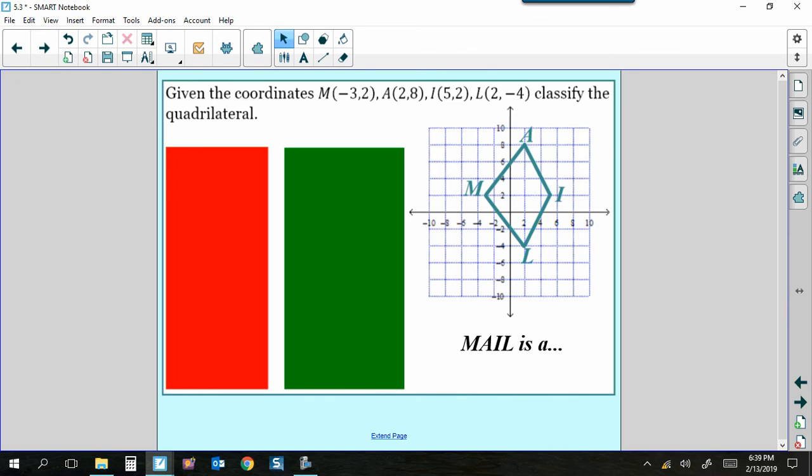With this one, you're going to graph MAIL at coordinates (-3, 2), (2, 8), (5, 2), and (2, -4). So graphing it, you can kind of eliminate some things. I think you can eyeball it. I'm thinking this doesn't look like any of the shapes, so this might be another Mrs. Weichel goof up, but that's okay. We can still prove or disprove what we think it is.